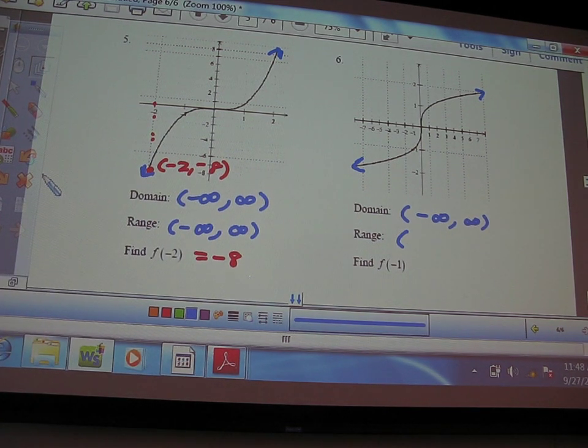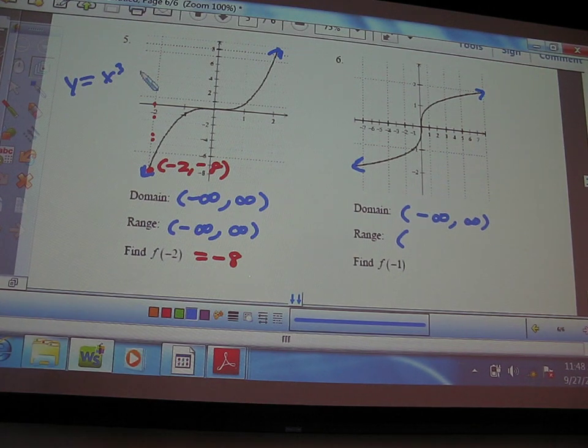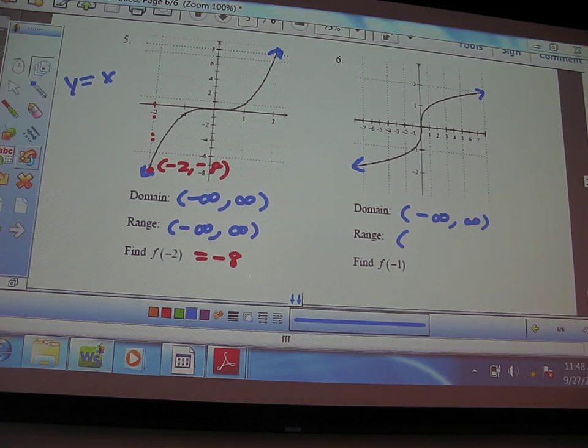I mean, you guys don't know it, but this is really y equals x to the third. Can x be anything? You know what, let's not worry about it. Let's not go there.